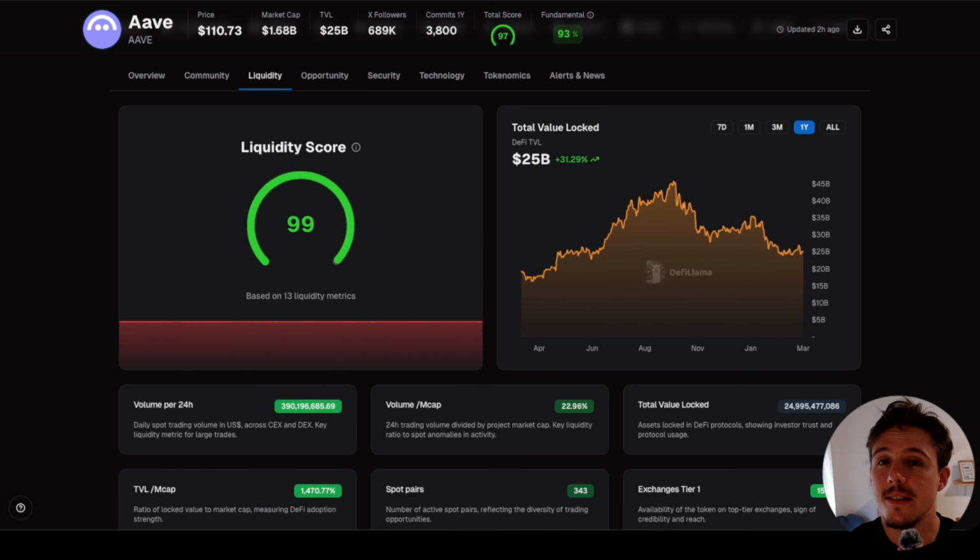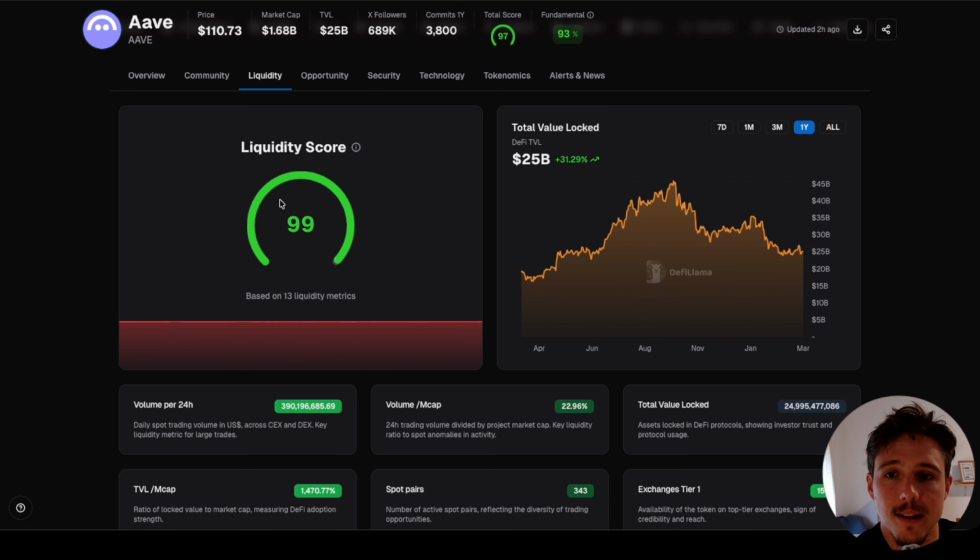A project listed across hundreds of pairs on dozens of exchanges is not going to disappear. If one exchange has a problem, you've got 40 others. That diversity is a safety net for your investment. And this is a key point. A cryptocurrency listed on only one exchange remains fragile, no matter how good the project is.